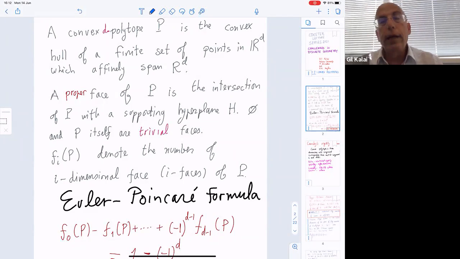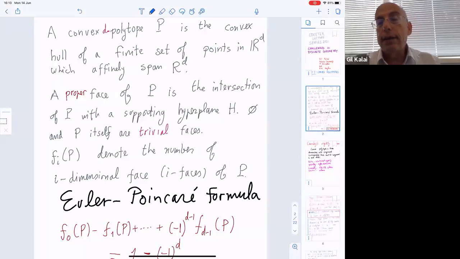We usually consider the empty face and the whole polytope as trivial faces. With the trivial faces, the set of faces is, as I said, a graded, partially ordered set. It's actually a lattice. The intersection of two faces is a face, and the intersection of all faces that contain two faces is the minimal face that contains them both. f_i(P) denotes the number of i-dimensional faces of P, and a lot of recent interest was devoted to understanding these parameters of polytopes.